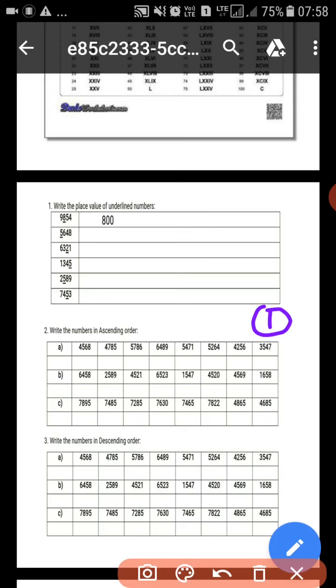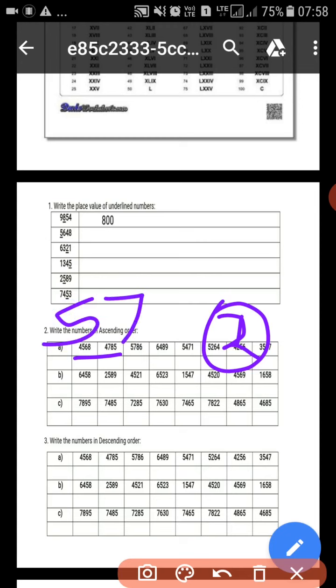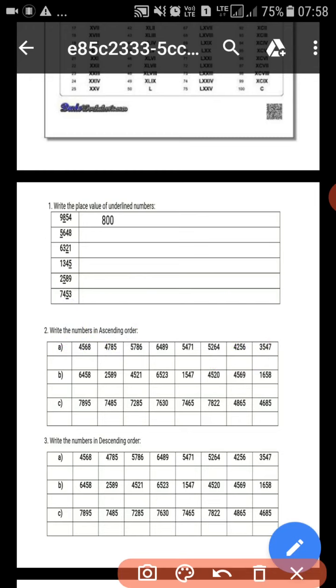Then the second smallest digit is 4. 4 is the first digit of 3 numbers. So we have to see the second digit of these 3 numbers. It's 5, it's 7 and the second digit of this number is 2. So what is the smallest number? It is 2. So then we will write this number. Okay, then we will see these two numbers. 5 is the second digit of this number, 7 is the second digit of this number. 5 is the smallest. So the next smallest number is this. Then last is this.